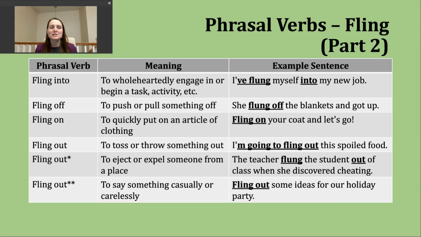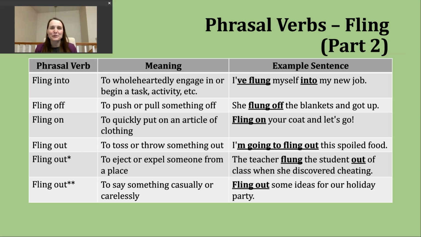The next phrasal verb we'll discuss is to fling on. Many people use this to describe putting some article of clothing on rather quickly. An example of this might be, "Fling on your coat and let's go," right? So here's an imperative, a command. So someone is saying, come on, put it on and let's go. Maybe there's some kind of an emergency, or maybe you're running late.